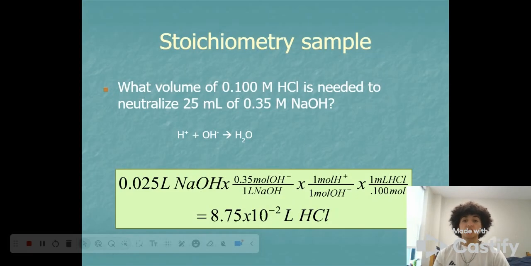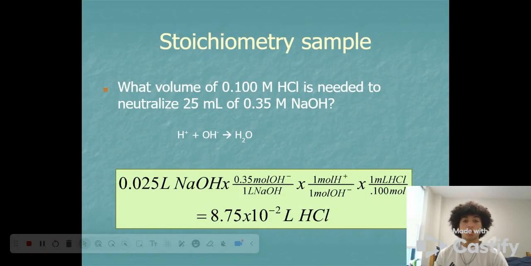Alright, now here's an acid-base stoichiometry problem. Same process as precipitation stoichiometry, just use the net ionic equation mole ratios. Pause the video here and try to figure it out on your own. Ready? Alright, let's solve it together now. We're given 25 milliliters of 0.35 molar NaOH. What we want to find is the volume of 0.1 molar HCl needed.